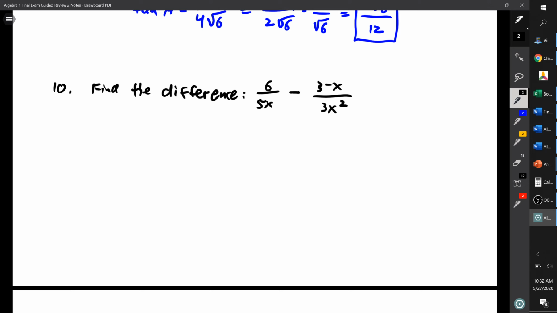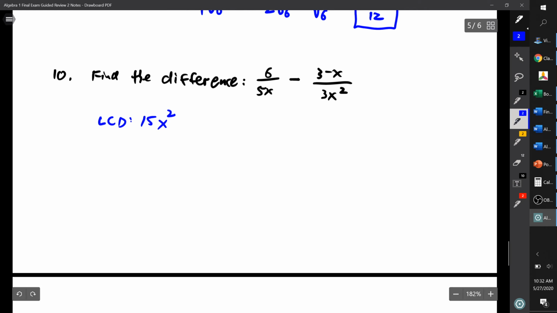And so I see my numbers are a 5 and 3. What's the smallest thing the 5 and 3 both divide into? 15. So I'm going to want a 15. So my LCD, my least common denominator, is going to be a 15. And what's the smallest thing the x and x squared go into? X squared.